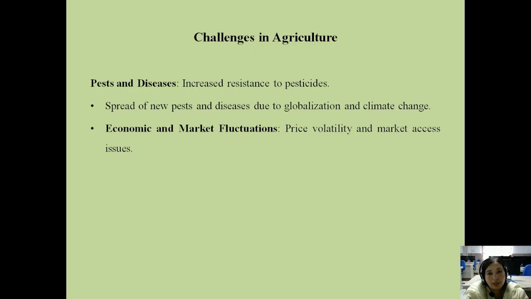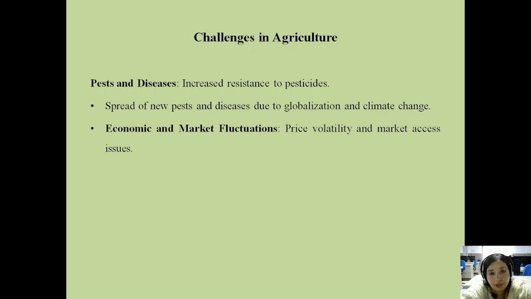Economic and market fluctuation is there, volatility is there, and market access issues are there. These are the challenges in the agriculture sector which farmers and agri produce farmers have to face for growing their crops and for selling their crops in the market. They also face the spread of new pests and diseases in their crops because of globalization and climatic conditions.